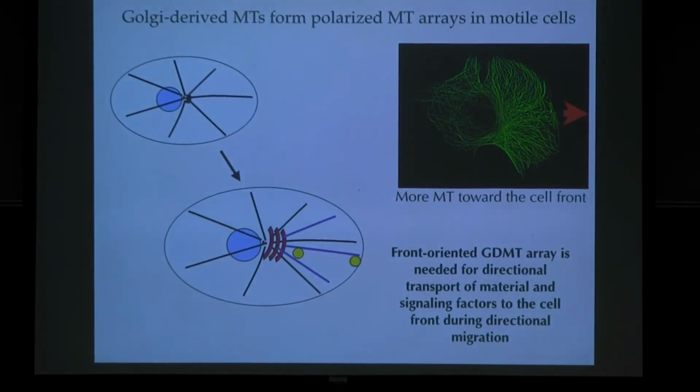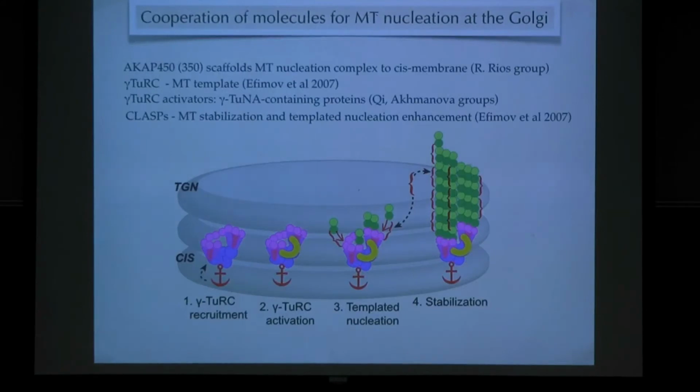And this also means that the majority of intracellular trafficking occurs toward the cell front. This is one of the basic mechanisms by which a cell can maintain directional migration, by delivering all kinds of material, signaling factors, polarity factors, to the cell front continuously through this extended or enhanced transport along microtubules. And over these years, quite a few molecular factors have been identified that are important for Golgi-derived microtubules specifically.